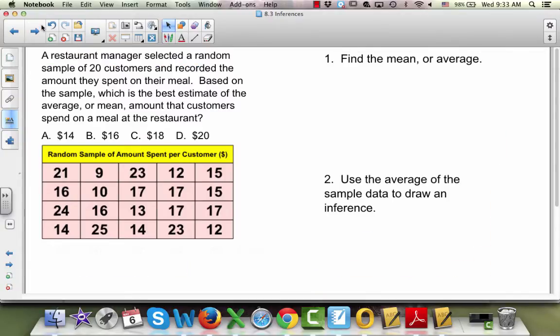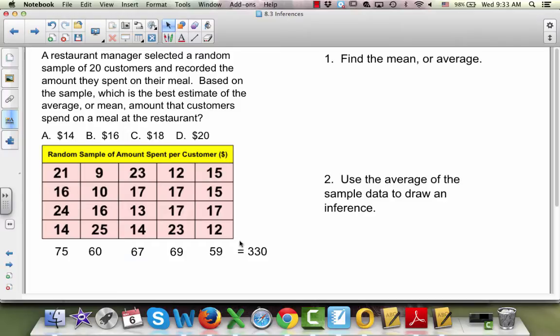Alright, a restaurant manager selected a random sample of 20 customers and recorded the amount they spent on their meal. Based on this sample, which is the best estimate of the average, or mean is another word for average, amount that the customers spend on a meal at the restaurant. So the first thing we're going to do is find the mean or average, okay? So what we do is we add all these numbers up. So we add these up and we get 75. We add these up and we get 60. We add these up and we get 67. This column we get 69, and this column we get 59. Then we add all these numbers and we come up with 330.